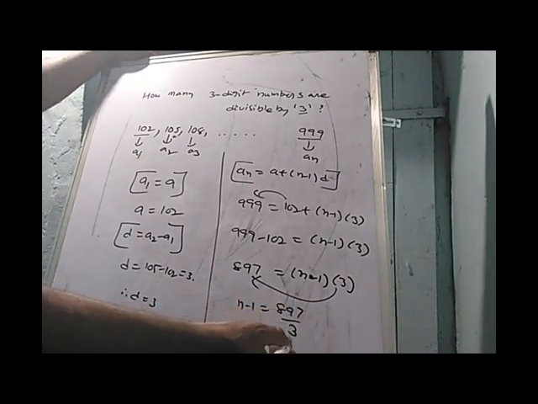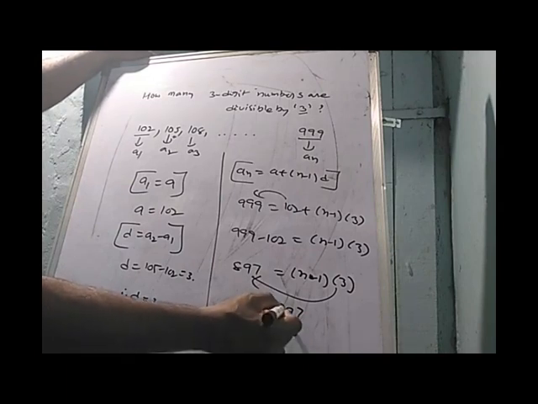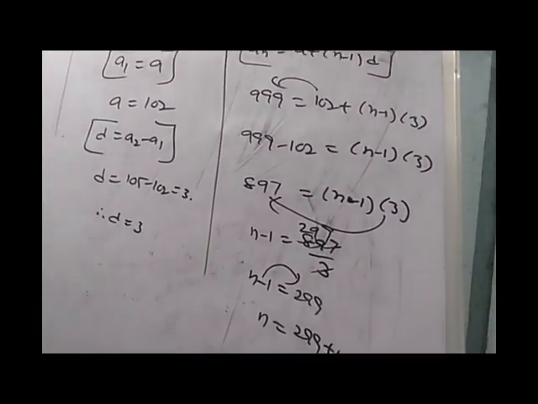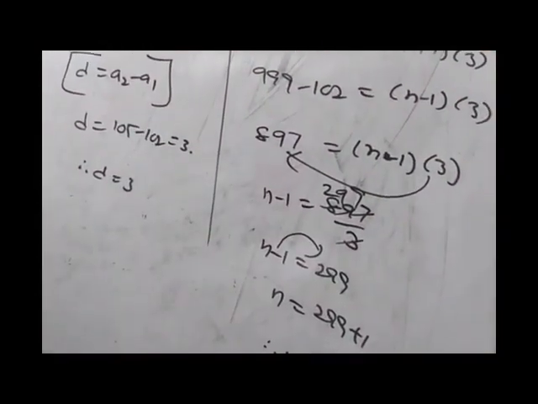We can divide by 3. So n minus 1 equals 299. Minus 1 is transposed, n equals 299 plus 1. Therefore n equals 300. The result is 300.